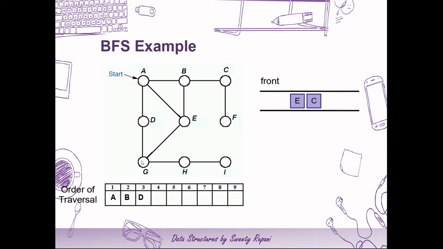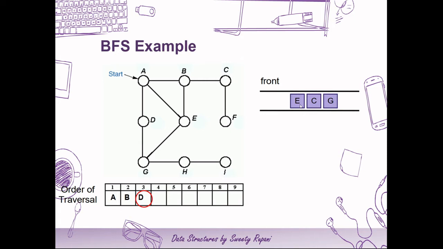So G is a vertex which is adjacent to D. A has already been visited, so we will not enqueue it again. So G is enqueued. You can see over here. Once this is done, we are done with our task.